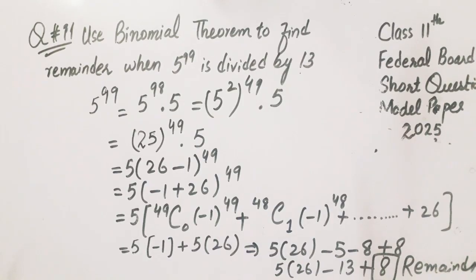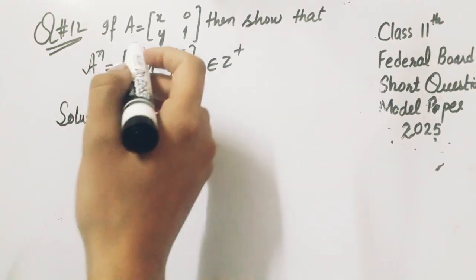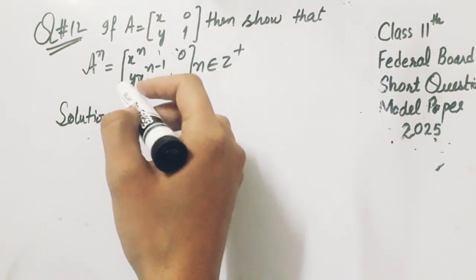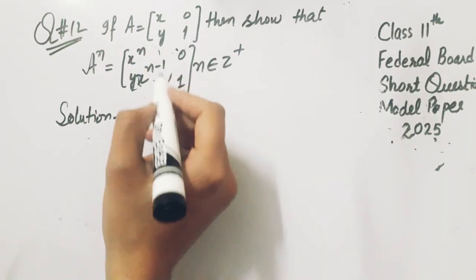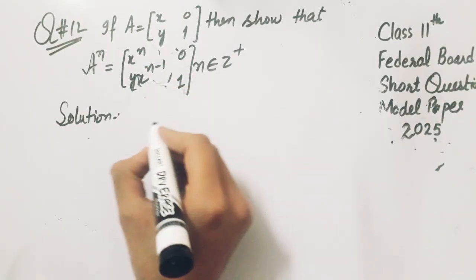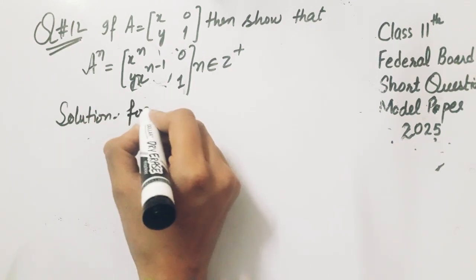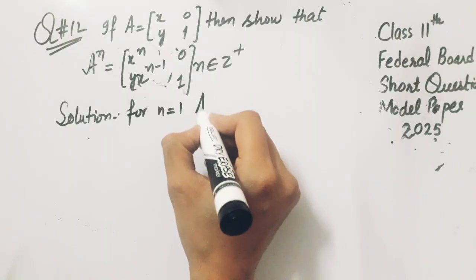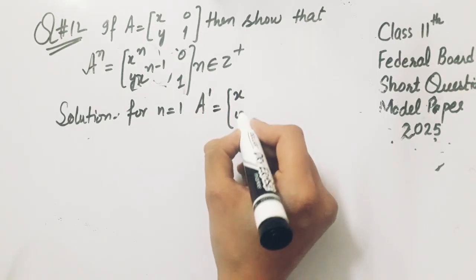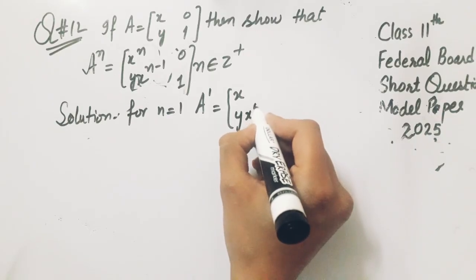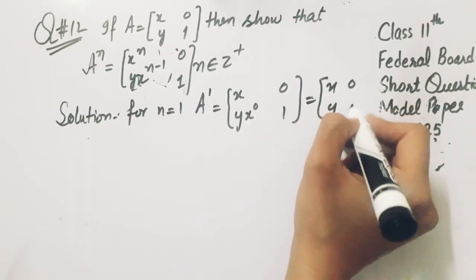Now we will solve the last question, question number 12. Question number 12 is: if A is equal to the matrix x, y, 0, 1, then show that A raised to power n is equal to the matrix x raised to power n, y times x raised to power n minus 1, 0, 1, where n belongs to positive integers. We will prove this first of all for n is equal to 1. A raised to power 1 is equal to x raised to power 1, y, x raised to power 1 minus 1 which is 0, 0 and 1. This is equal to x, y, 0 and 1.